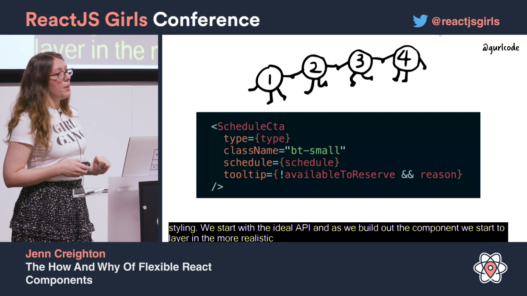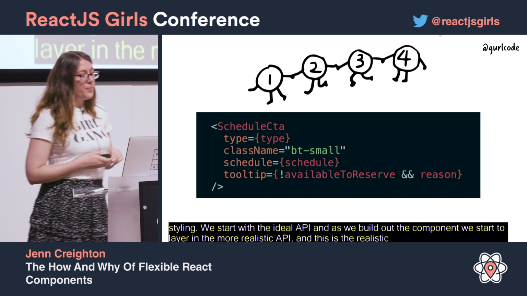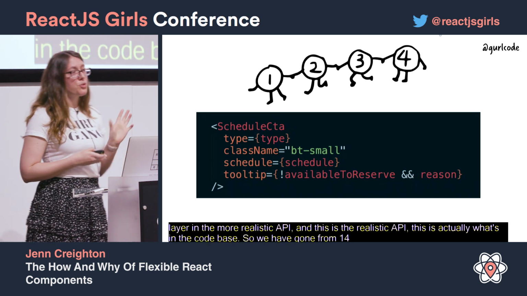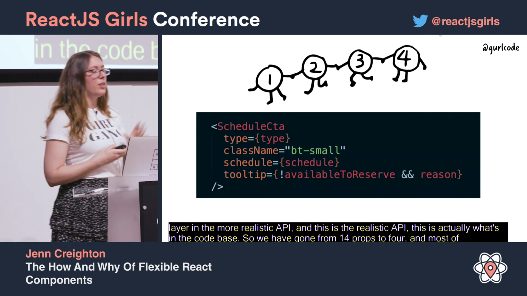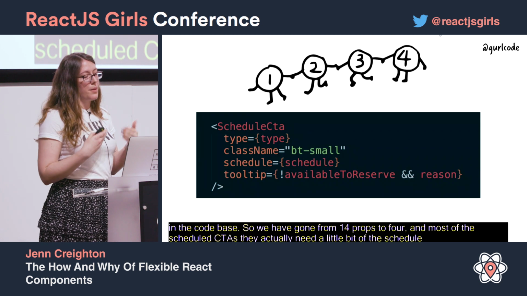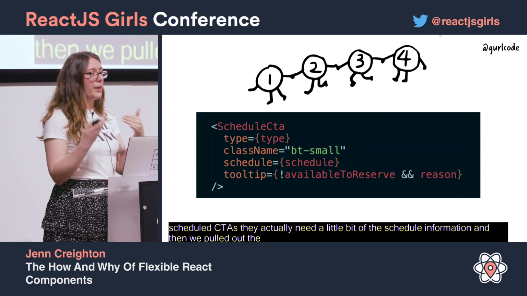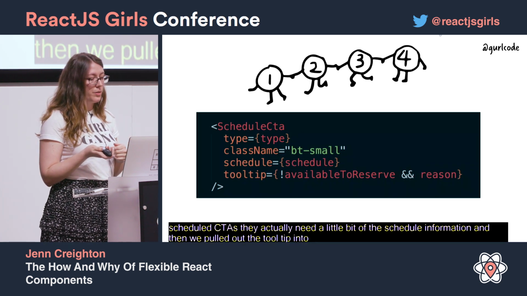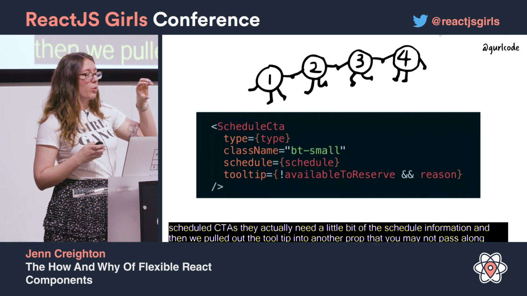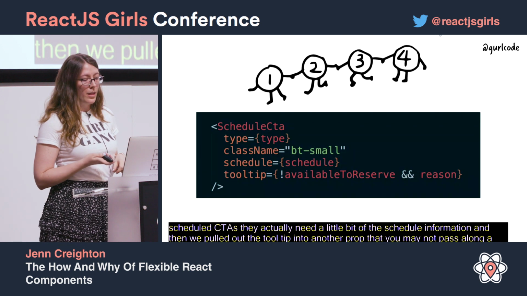And this is the realistic API. This is actually what's in that code base. So we've gone from 14 props to 4. And most of the schedule CTAs actually need a little bit of the schedule information. And then we pulled out the tooltip into another prop that you may or may not pass along a tooltip value to. But this is dramatically smaller, as you can see, and also way more readable and understandable.